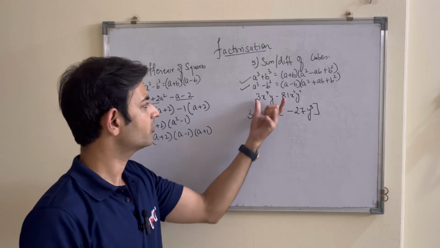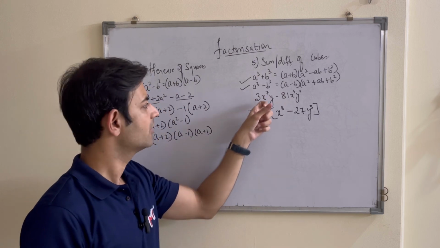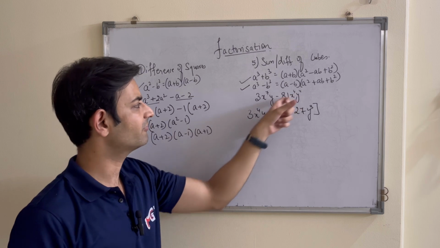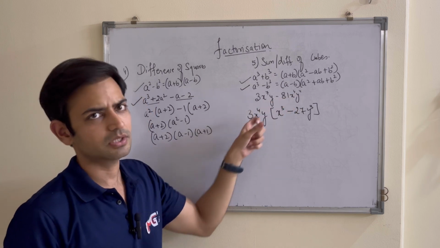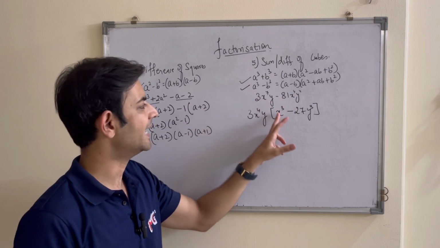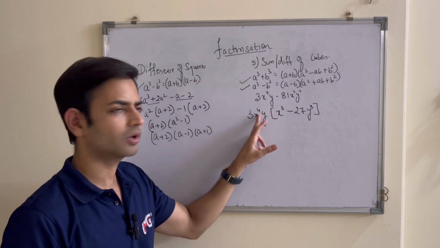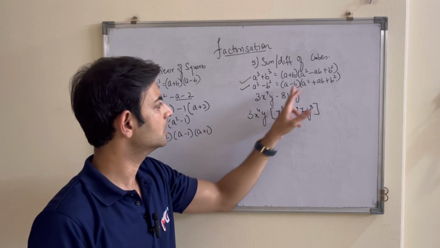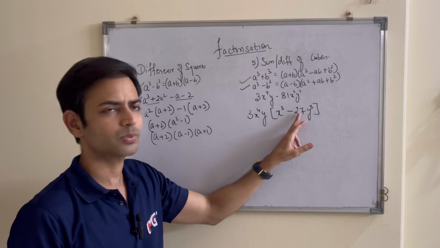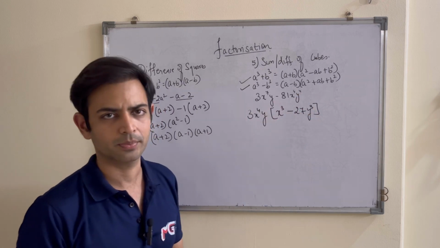Repeating once again, from these two I have taken 3 out. From x power 7 I have taken x power 4 out. From here I have taken y out. So I am left with only x cube here, because out of 7, 4 are taken out already. And from here, because 3 is out, I am having 27 here and the y cube here.